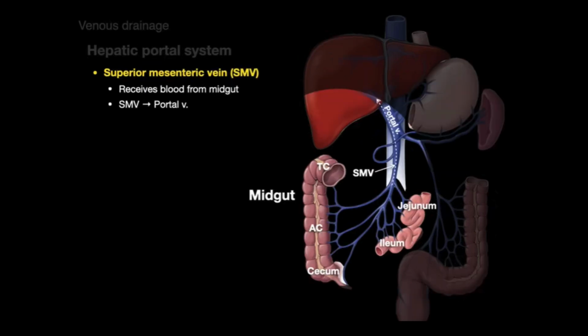And then we have the superior mesenteric vein, which is going to drain from the midgut. See, all of these, you have the jejunum, the ileum, the transverse colon, the ascending colon, cecum, and appendix itself. And ultimately, all of that deoxygenated blood is going to flow up into the superior mesenteric vein, into the portal vein, where they will go to the liver.